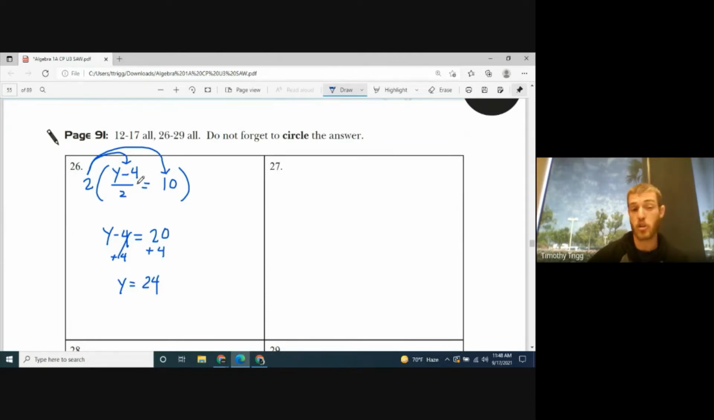Plug it back into the original equation. 24 minus 4 is 20. 20 divided by 2 is 10. So we know it's correct.